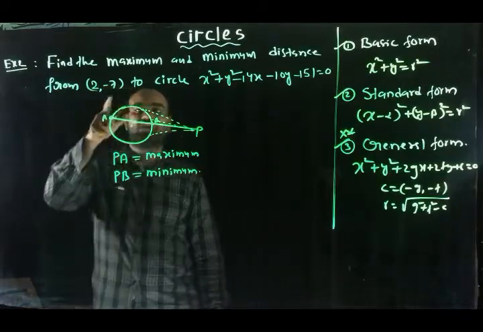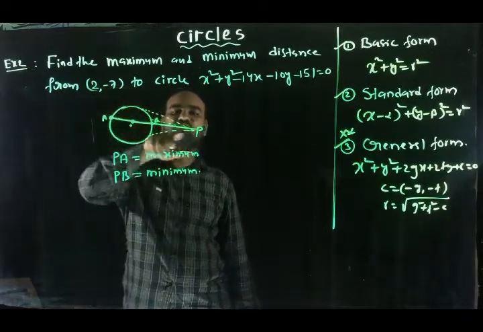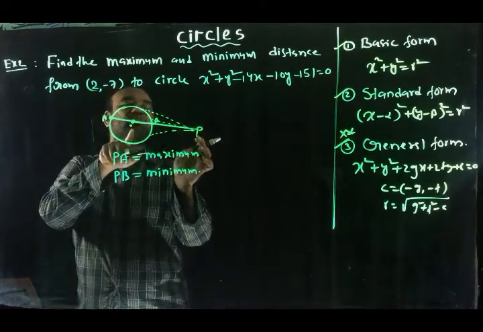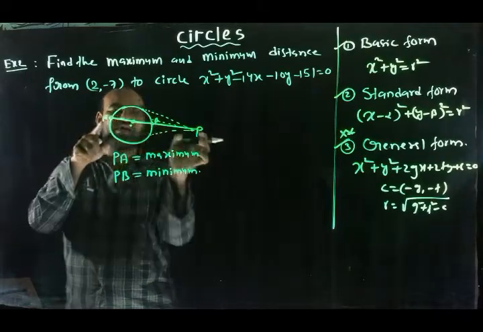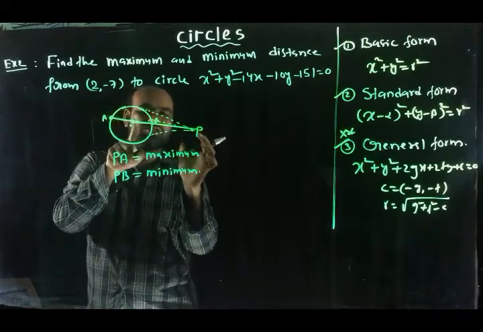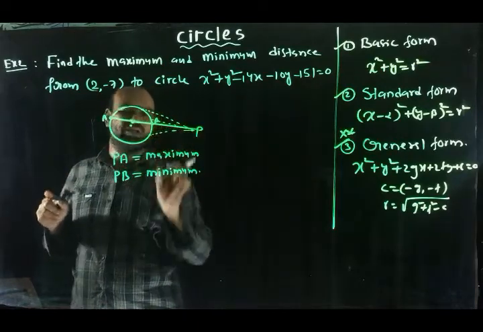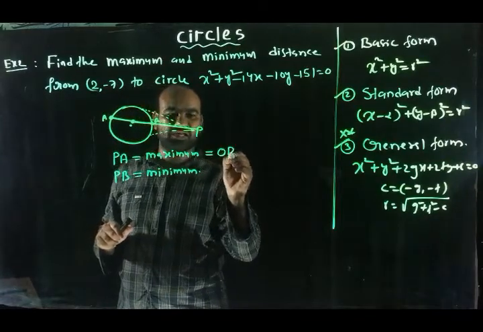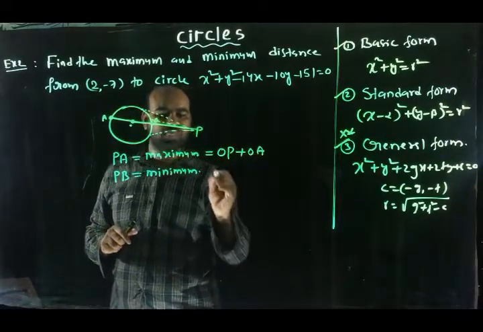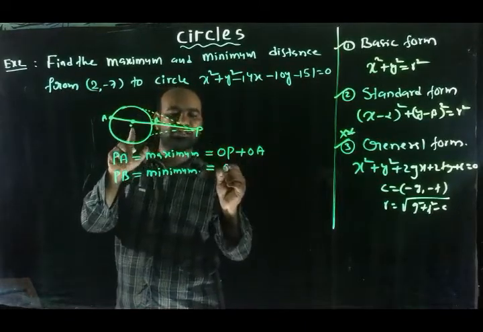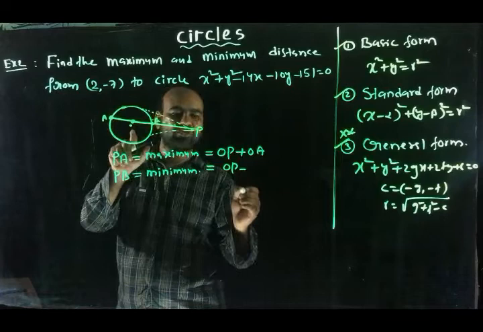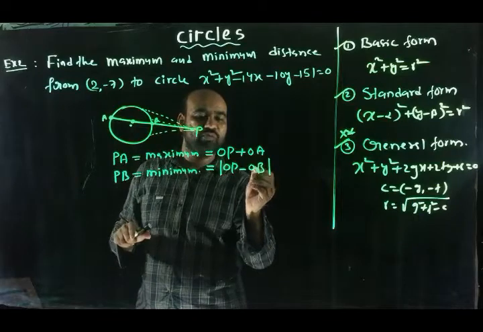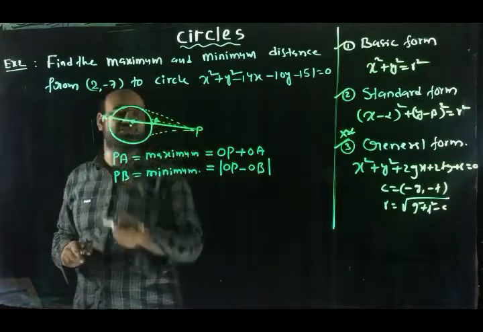Okay. The circle is given, so you can find the center. The point is given. So this distance you can find by using the two-point form. Adding the radius, we get the maximum distance. This distance you can find, and subtracting the radius, we will get the minimum. So maximum I can say is OP plus OA. Minimum I can say is OP minus OA or OB, both are the same. But the important thing is you need to use modulus. Sometimes OB may be greater than OP, depending upon the position of P.